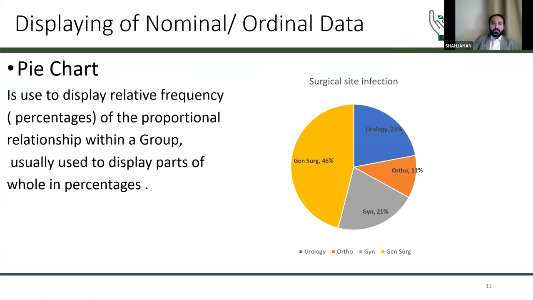This type of chart we are using to display relative frequency percentages of the proportional relationship within a group. Usually used to display parts of a whole in percentage. Like if you see in this example, there's data of surgical site infection. This is one data of the hospital showing where infections are mostly happening after surgery. Urology has 22%, ortho 11%, gynae 21%, and general surgery 46%. This is a whole group of data, so we can show this data by pie chart.